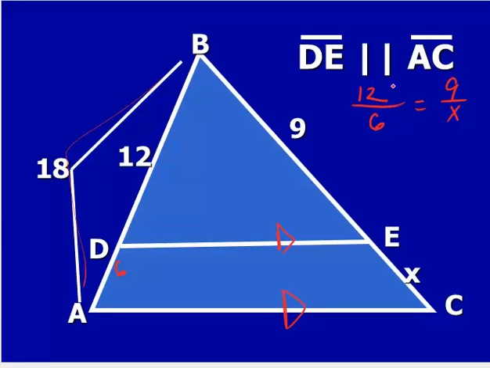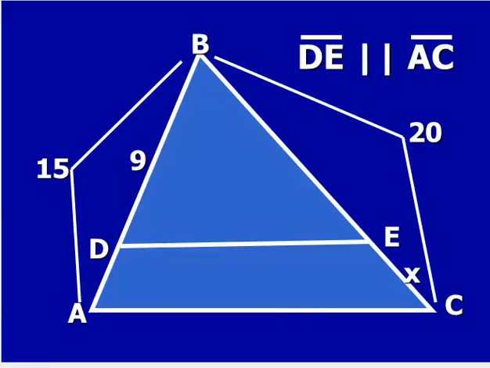12 over 6 reduces. If I divide those both by 6, I get 2 over 1. So we have 2 over 1 equals 9 over x. So 2 times x is 2x equals 1 times 9 is 9. And when you divide, x is 4.5. Okay, let's do one more of this kind. Let's do this last one.